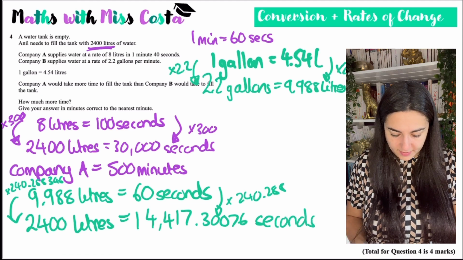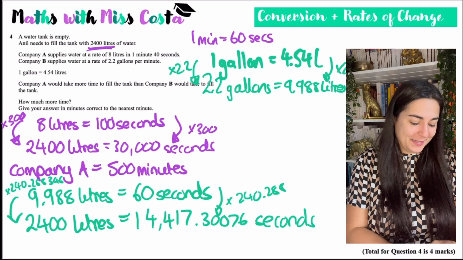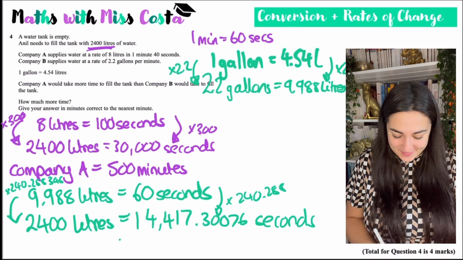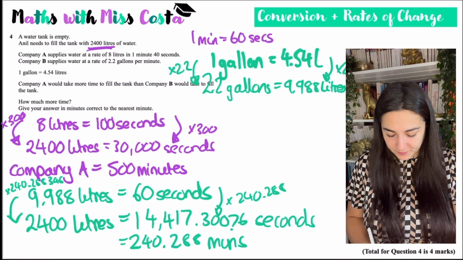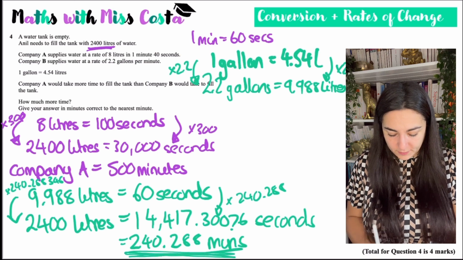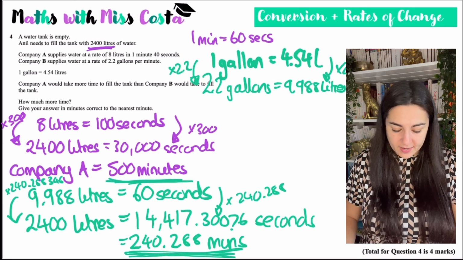Actually, we didn't need to do that because we're doing it in minutes. So let's divide that by 60, and that takes me to 240.288 minutes. Okay, so company B, 240 minutes, company A, 500 minutes.